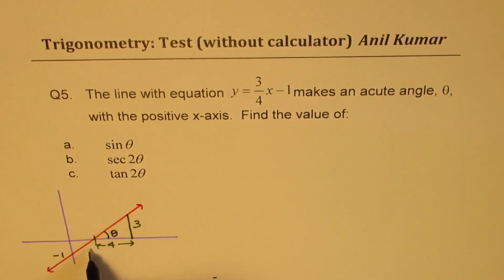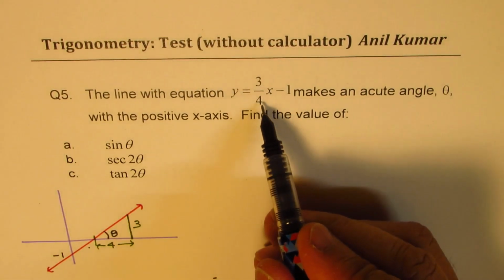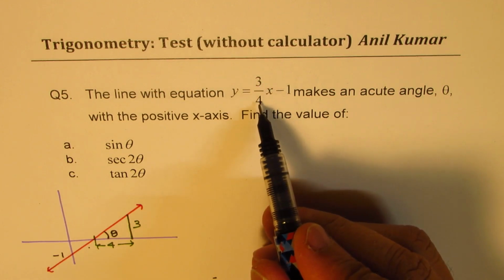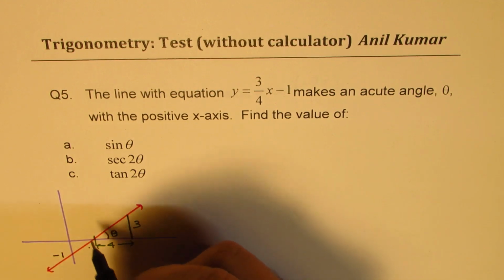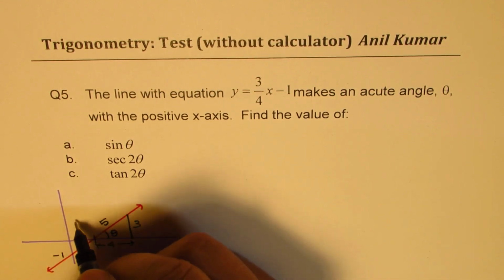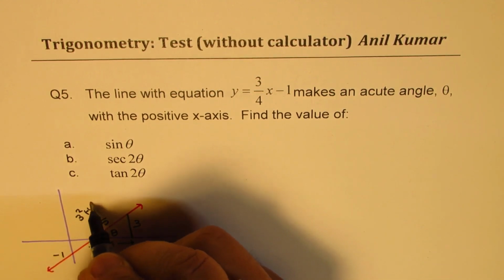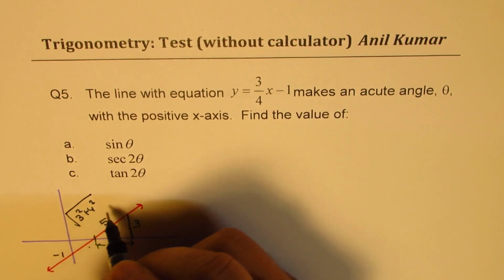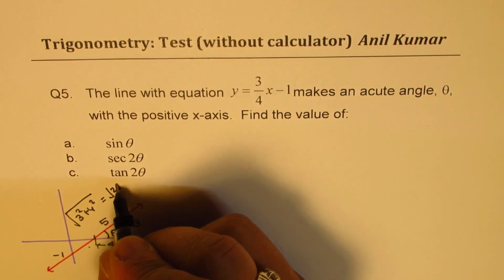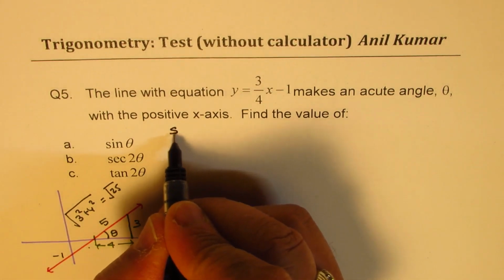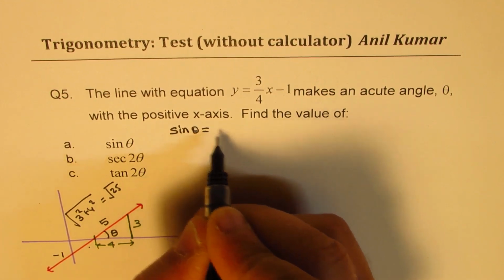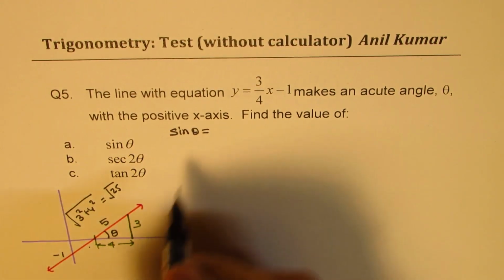Now in this particular triangle, 3 over 4, that means rise over run, right? Which clearly I have shown. So this side should be equal to 5, right? Right triangle. So it is the square root of 3 square plus 4 square, which is square root of 25. It has to be positive always. So 5, correct? So we can write down the value of sine theta as equal to 3 over 5.